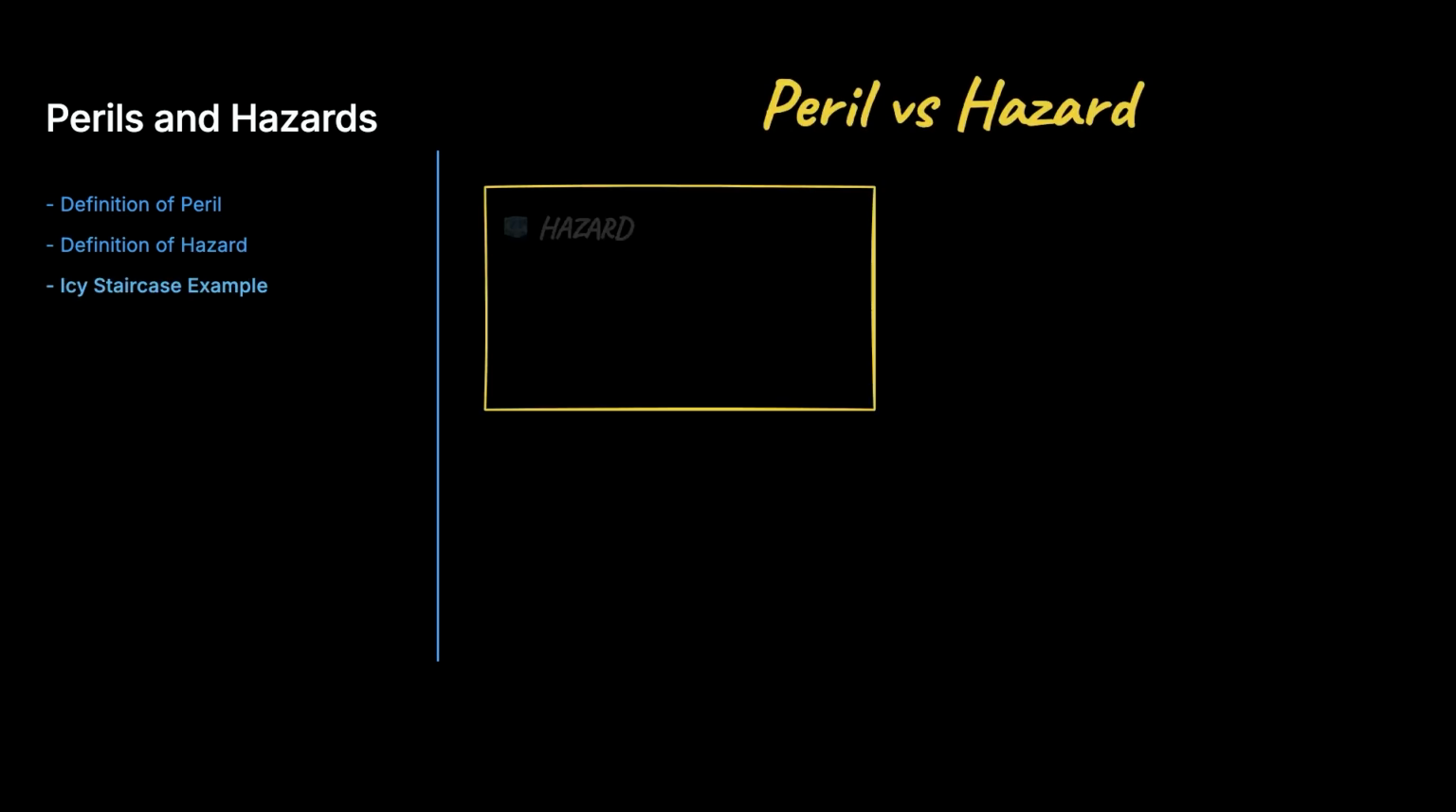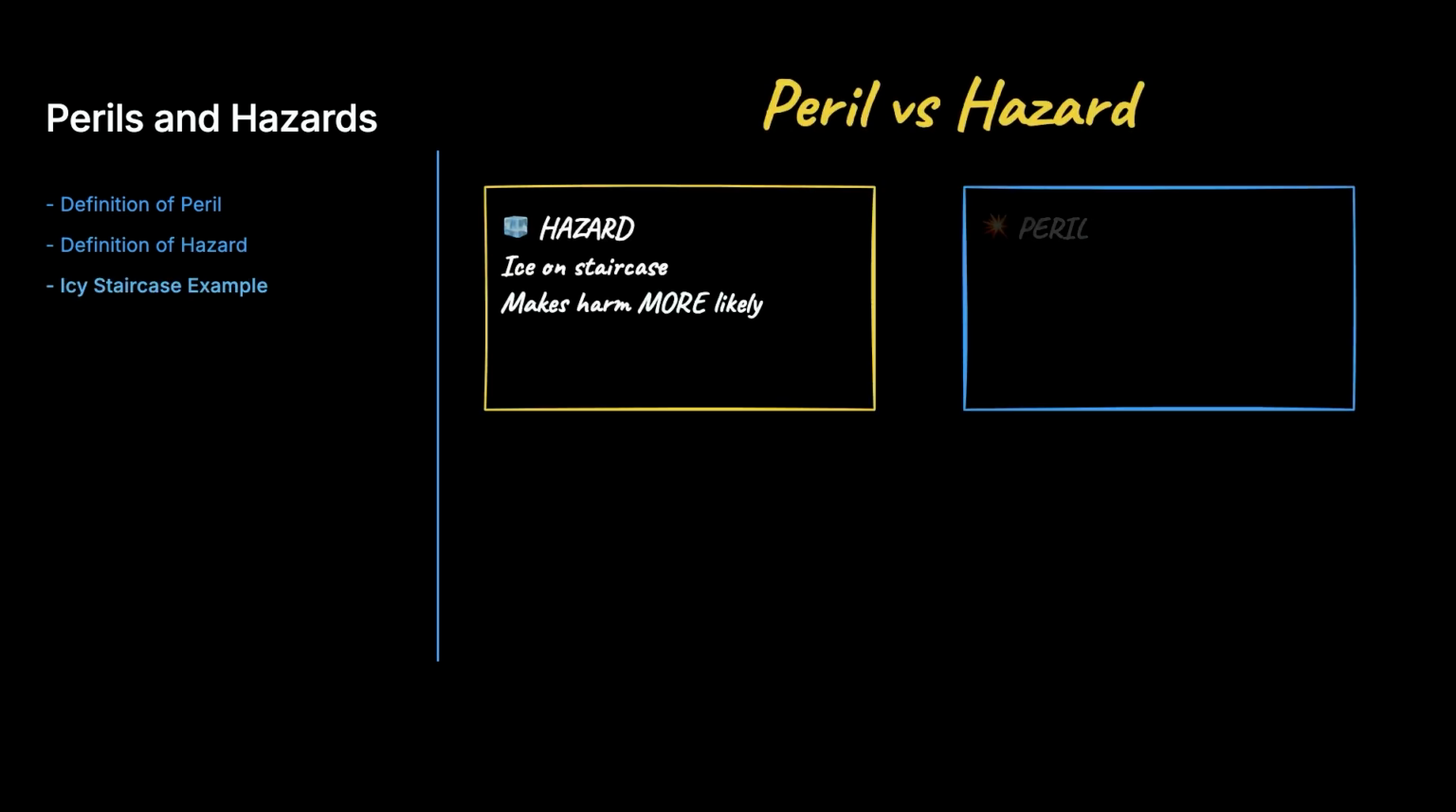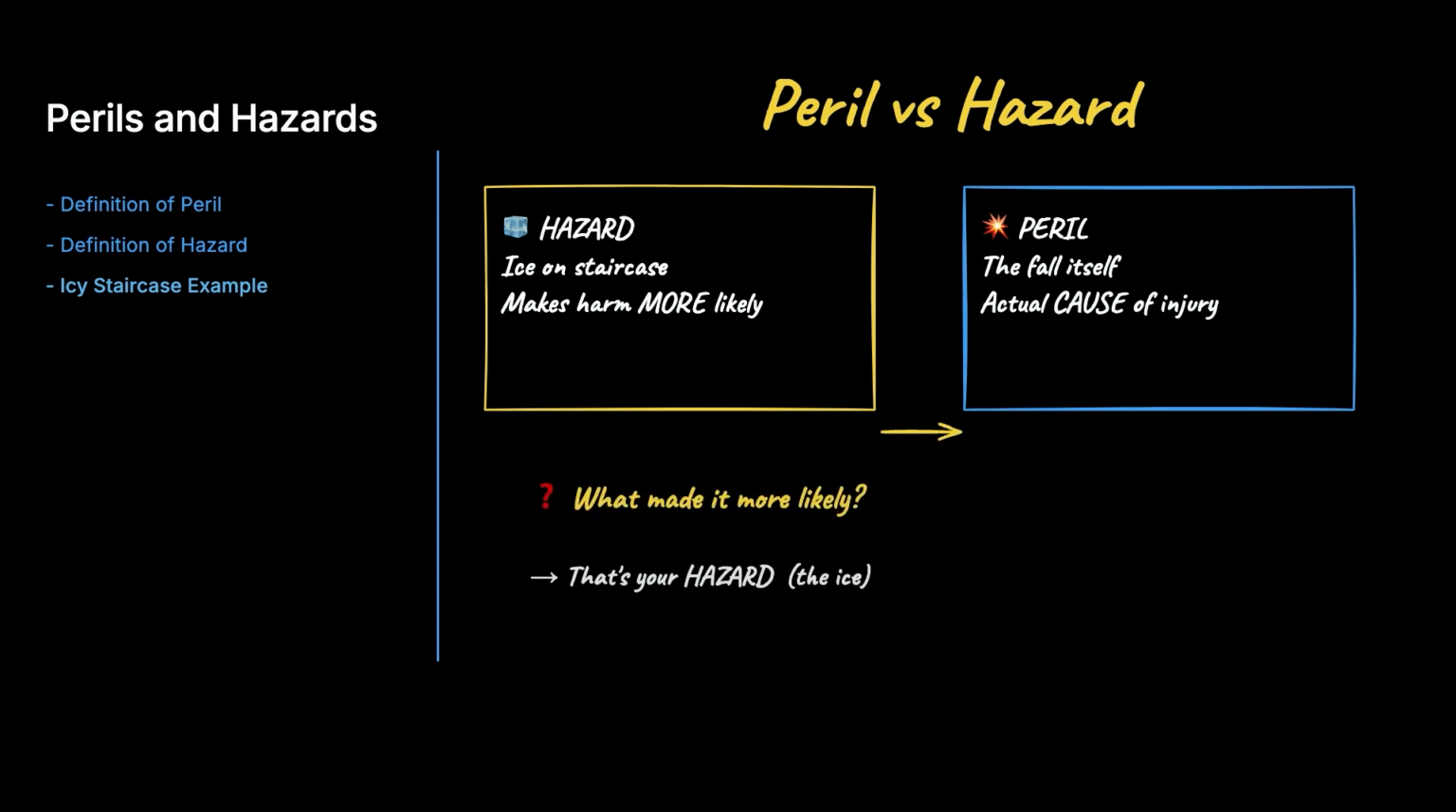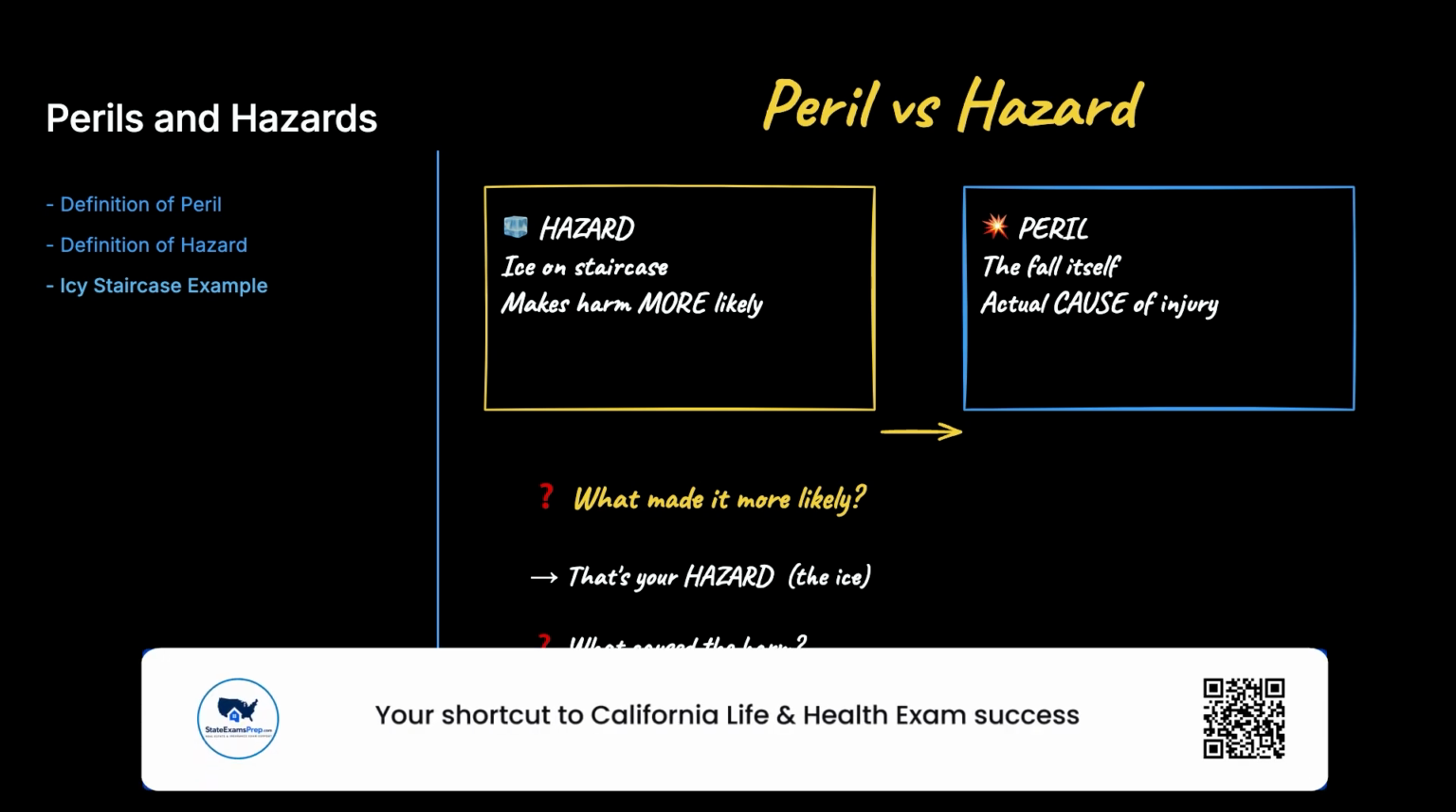Let me give you one more pairing to lock this in. Picture an icy staircase. The ice is the hazard because it increases the chance someone falls. The actual cause of the injury is the peril. Always ask what caused the harm, that's your peril, and what made it more likely, that's your hazard.